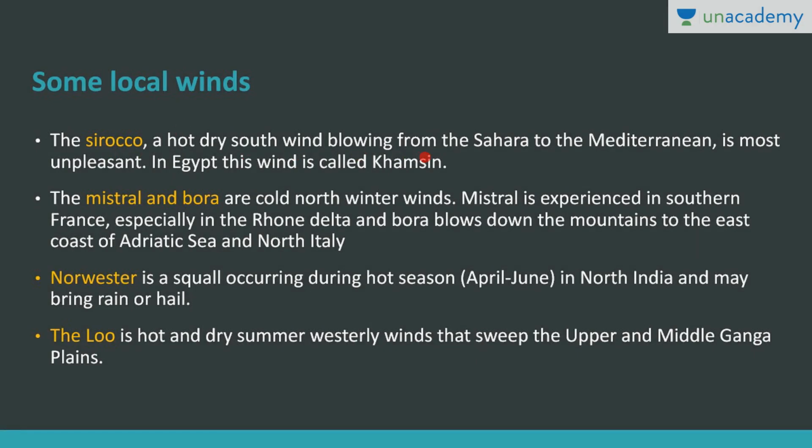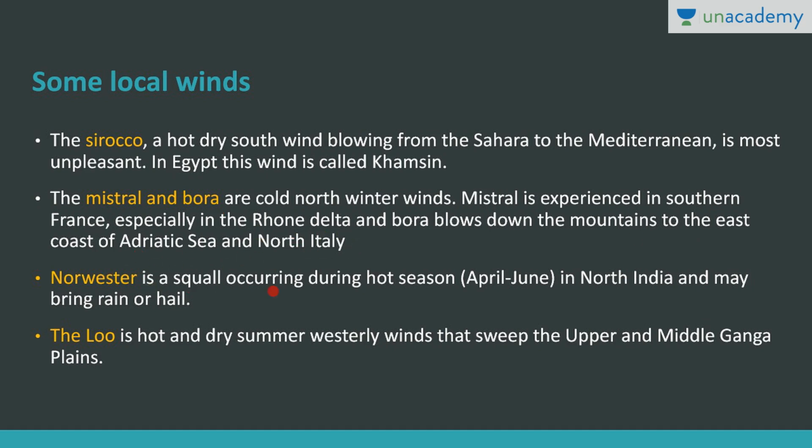This is a hot, dry wind from Sahara to Mediterranean. In Egypt, this wind is called Khamsin. So Sirocco is in Italy. In Egypt, this wind is known as Khamsin. Then Mistral and Bora. These are cold winter winds. Mistral is in southern France, in the Rhone Delta, and Bora is near the Adriatic Sea and North Italy.